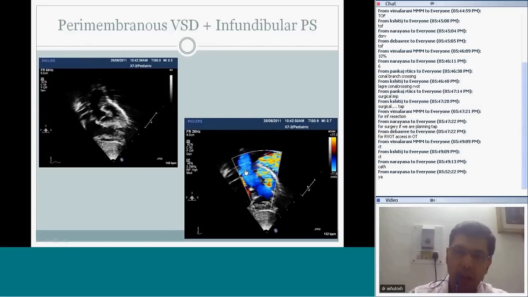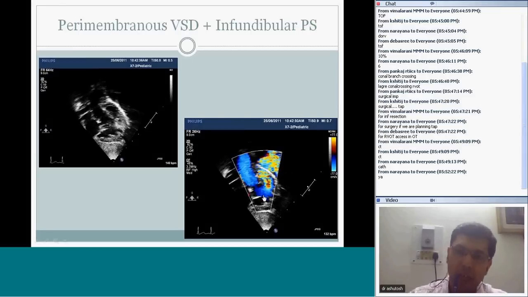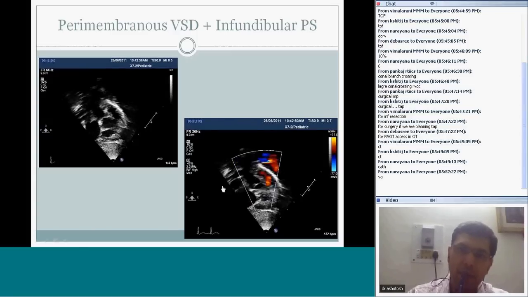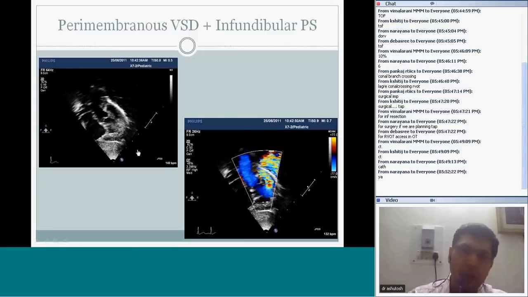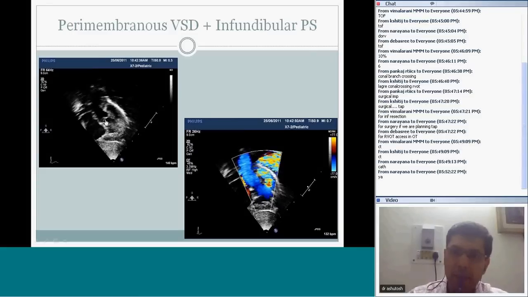If you look at this colored image below, here you can see the obstruction beginning much below the pulmonary valve. So it's clearly an infundibular obstruction along with the pulmonary stenosis. We are not able to look at the pulmonary valve as yet, but we can make out this is a perimembranous VSD because this is away from the pulmonary valve. This is the pulmonary valve here. This is away from the pulmonary valve. This is a perimembranous VSD from the subcostal section.